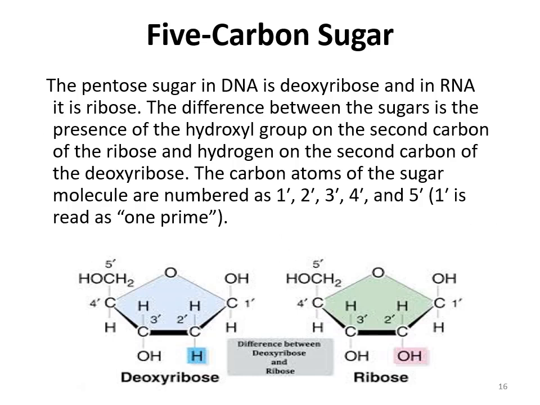The pentose sugar is also a monosaccharide, a 5 carbon sugar, and it is present in DNA as deoxyribose and in RNA as ribose sugar. The difference between the sugars is the presence of a hydroxyl group on the second carbon of the ribose and hydrogen on the second carbon of the deoxyribose. So basically two different functional groups are attached to the second carbon of the ribose sugar.